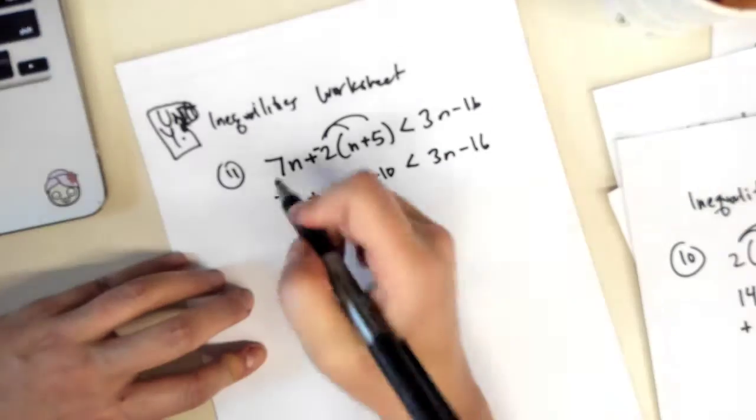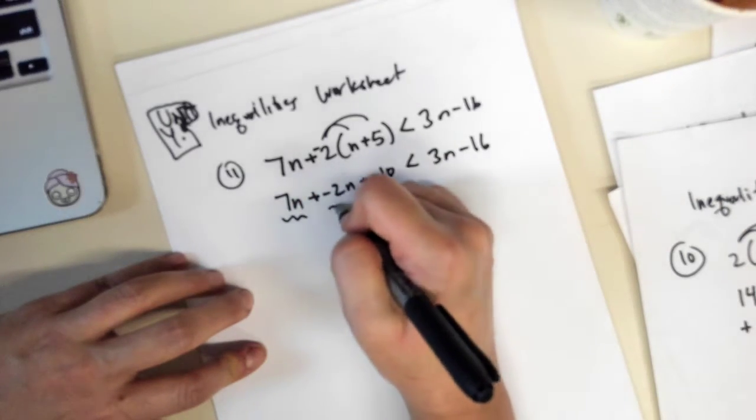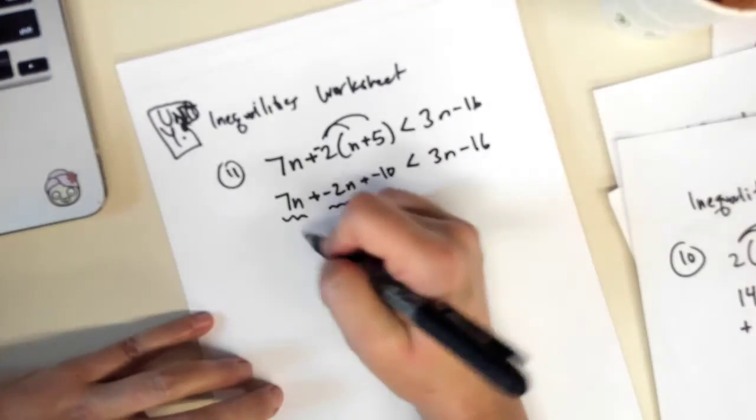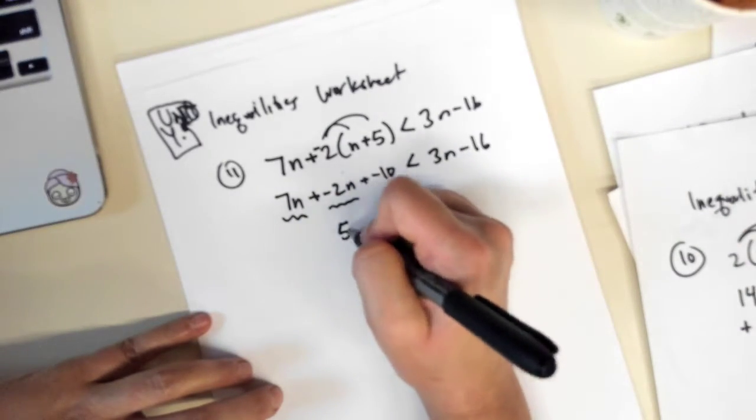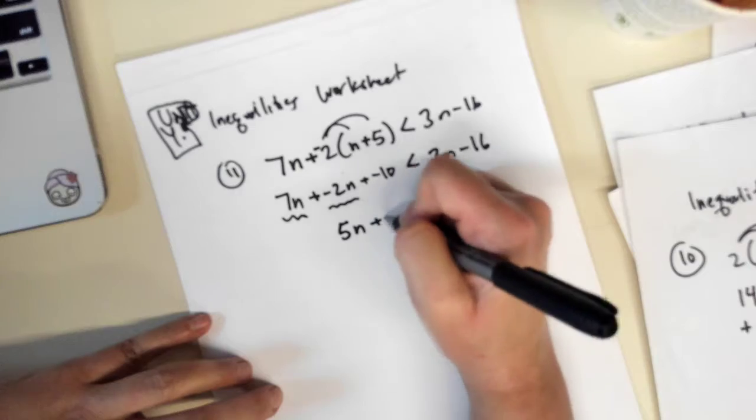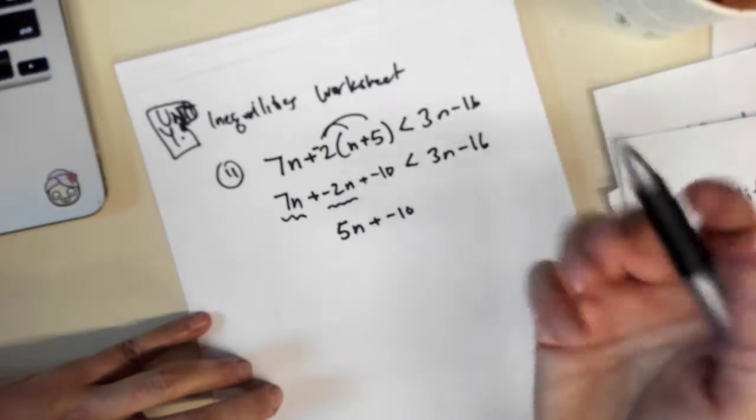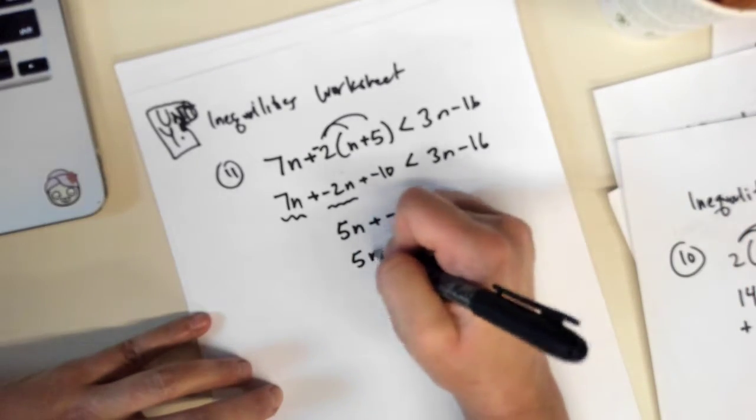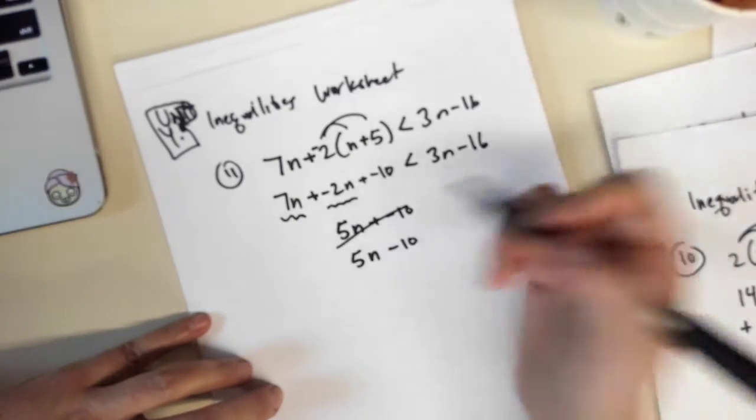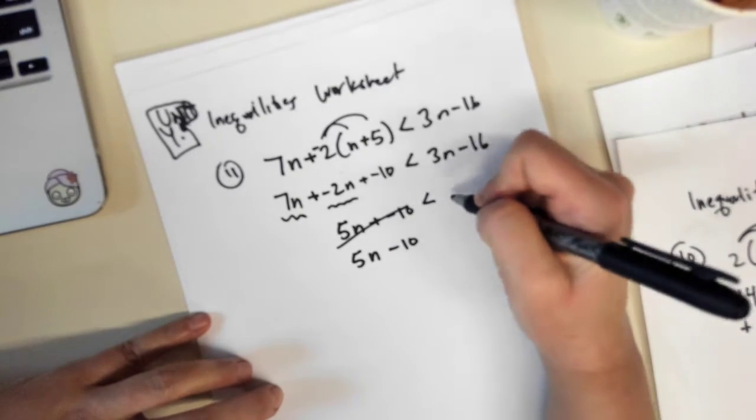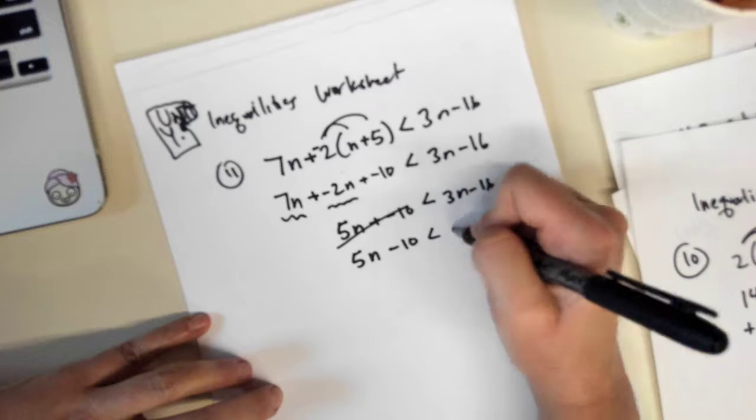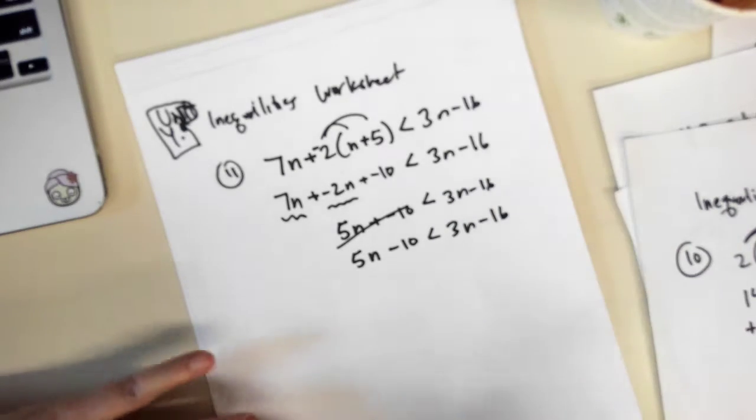Are there like terms? Yes. This is a like term as this on one side of the equation. So 7n plus negative 2n is 5n plus negative 10, which can also be written as 5n minus 10. Some of you might like that. So let me write 5n minus 10. Is less than 3n minus 16. We'll bring down less than 3n minus 16.